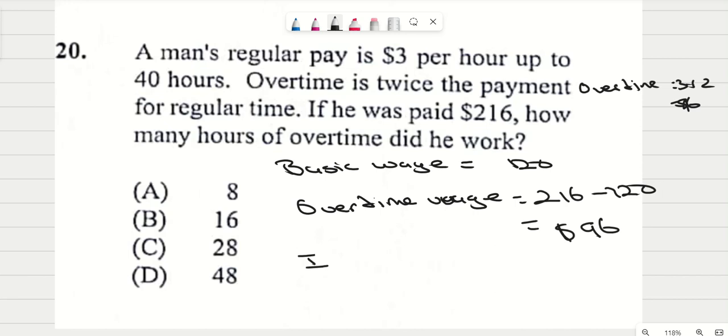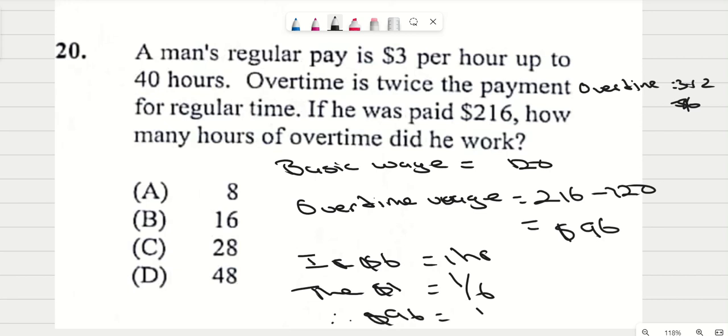Right? Now, if $6 is equal to 1 hour, then $1 would be 1 over 6, and therefore $96 would be 1 over 6 multiplied by 96 over 1. The answer is 16. 6 into 9 is 1 remainder 3, then 6 into 36 is 6. So the answer is 16, which is B.